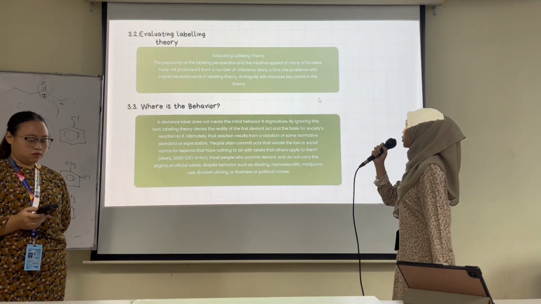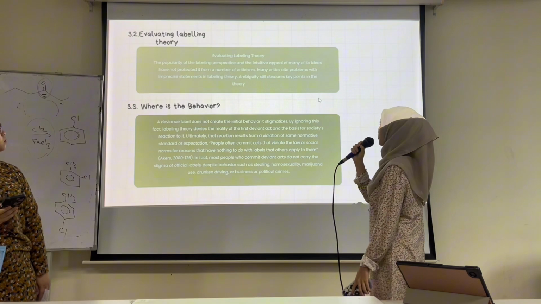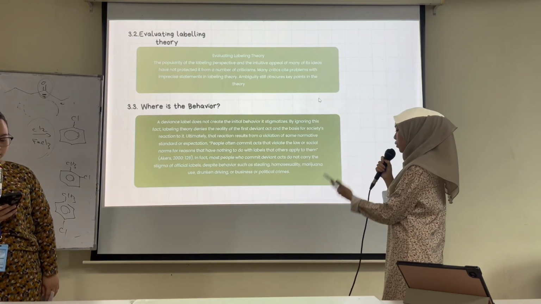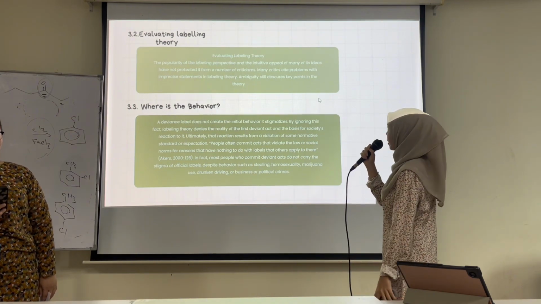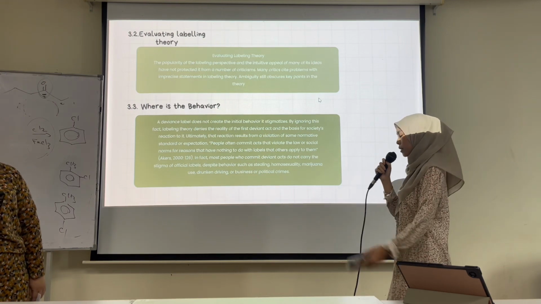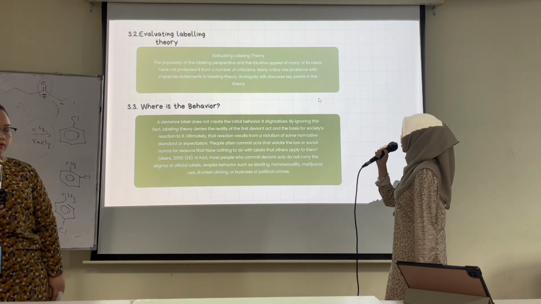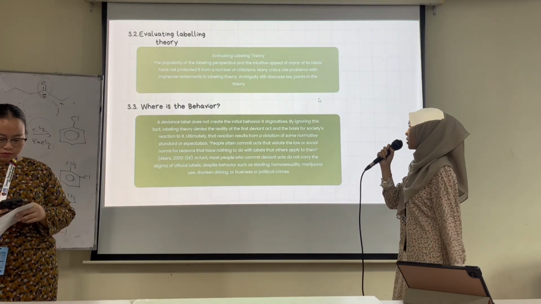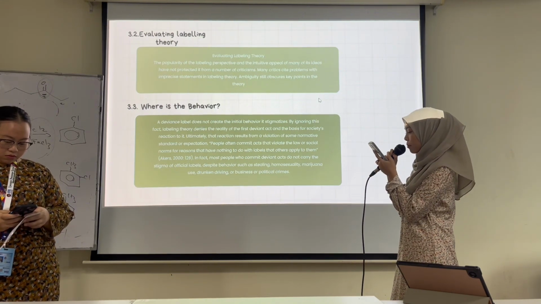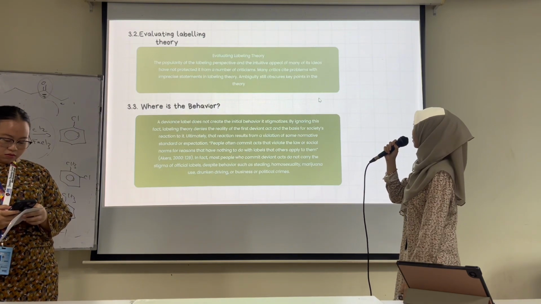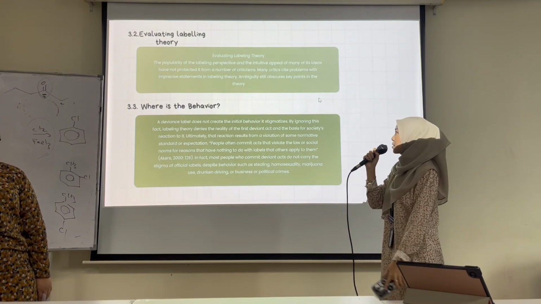Next is 2.2, evaluating labeling theory. The popularity of the labeling perspective and the intuitive appeal of many of its ideas have not protected it from a number of criticisms. Many critics cite the problem of imprecise statements in labeling theory; ambiguity still obscures key points in the theory. And 2.3, where is the behavior?